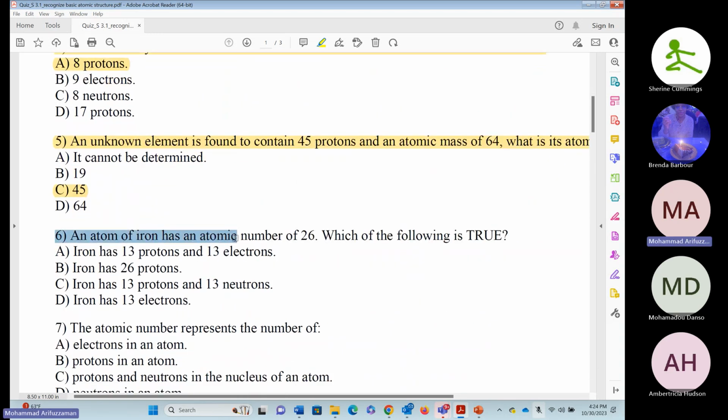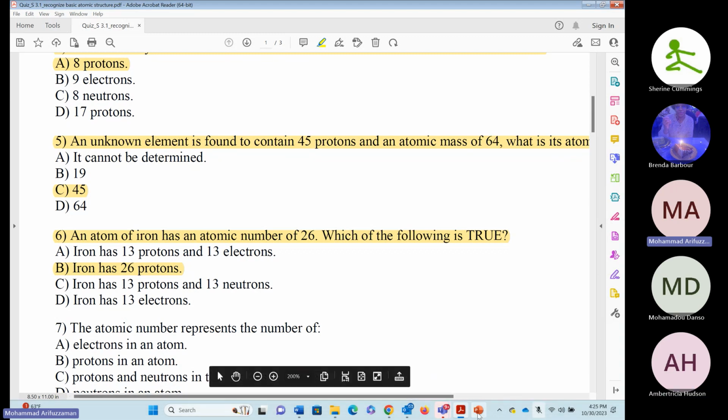An atom of iron has atomic number 26. Which of the following is true? Please read the questions. The question gives the atomic number, 26, which means the number of protons. So it's B: iron has 26 protons.